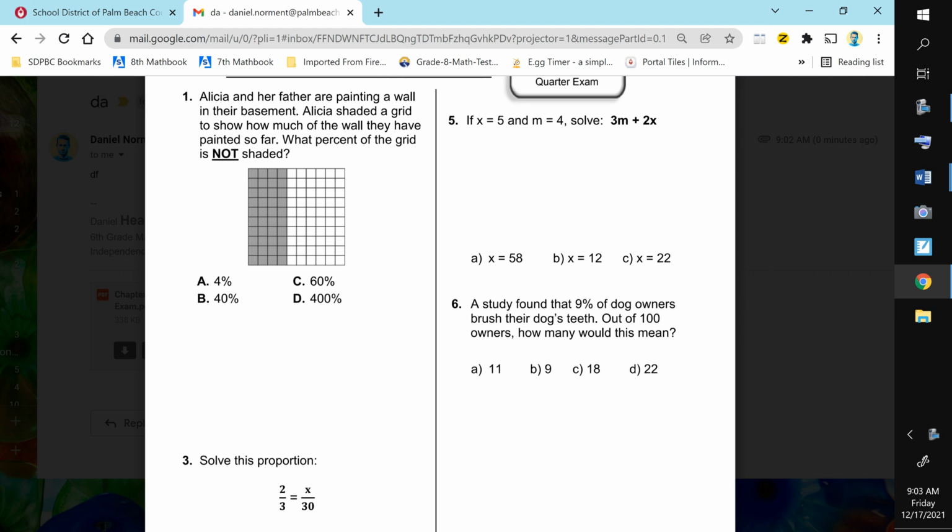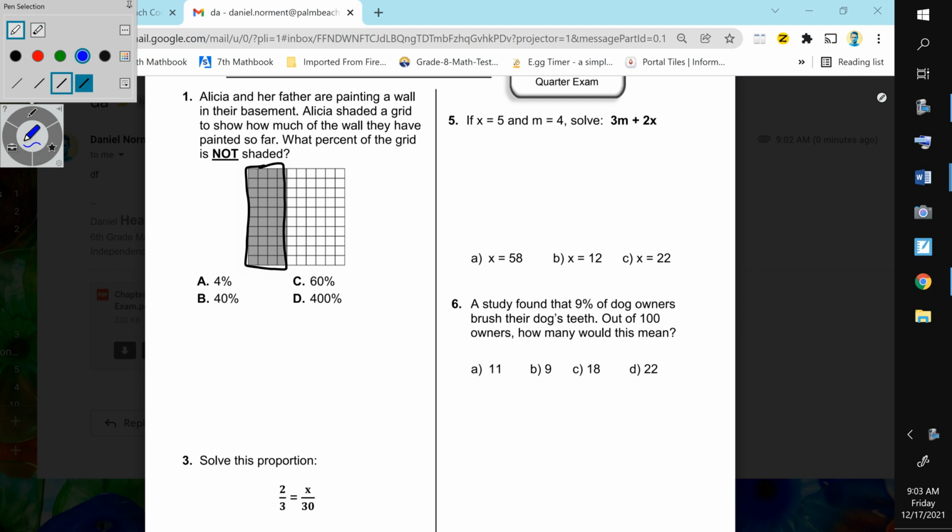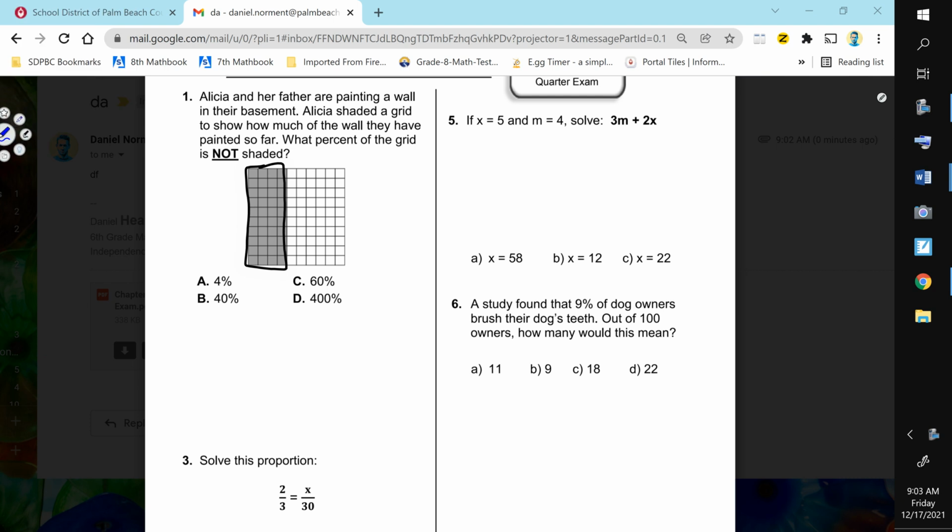Alright, number one. I'm pretty sure all of you know that there's 40% that's shaded, but if you put 40 as your answer, it's not going to be correct because the question is asking what part is not shaded. So you need to determine how many boxes are not shaded. That's going to be your answer, okay?